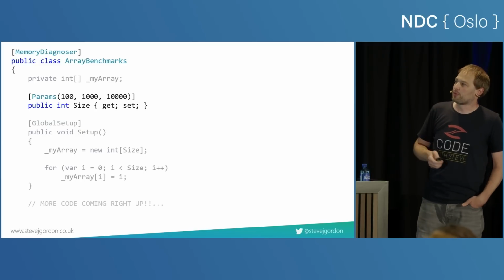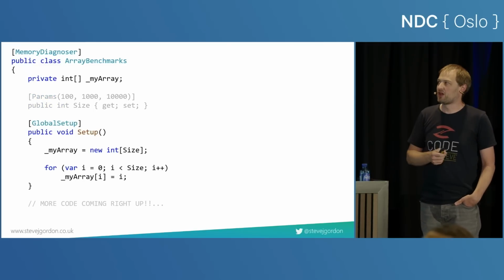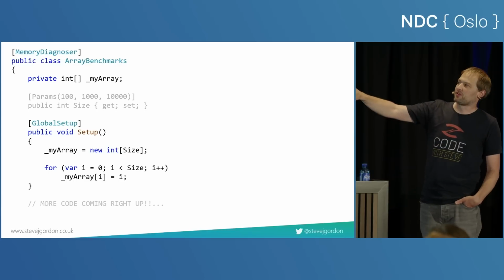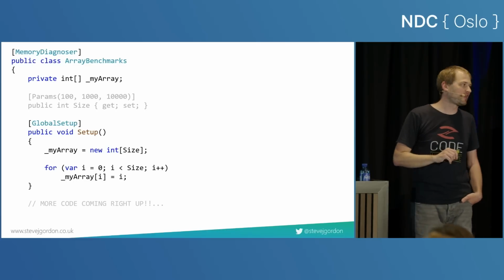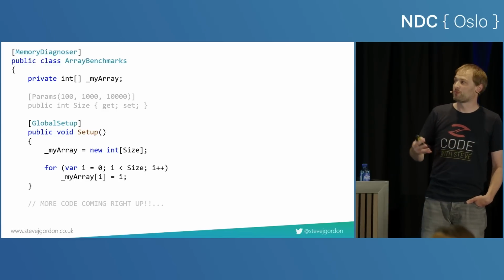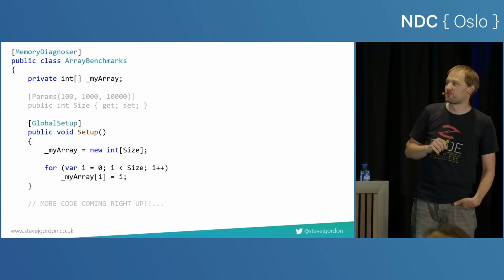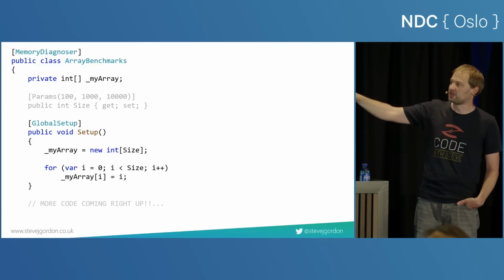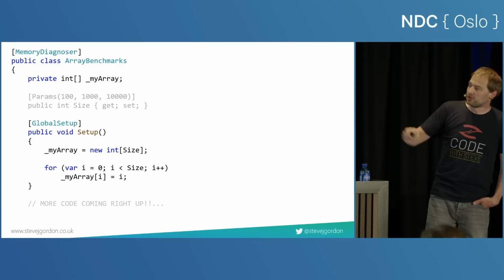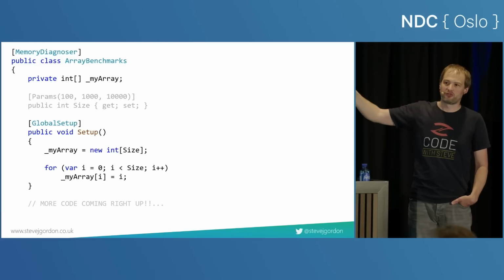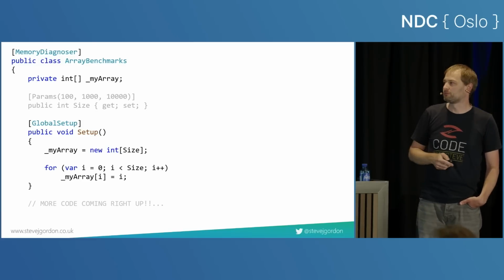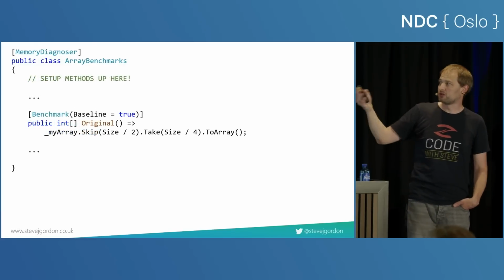Once we've set that up, we need a way of populating that array. So this setup method here, which is attributed with GlobalSetup, is basically going to run once per benchmark, and it just allows us to initialize the array of the right size based on that size property that will be populated by BenchmarkDotNet, and then just fill it up. So none of this contributes to the measurement of the benchmark. It's all setup work. The actual benchmark is very simple.